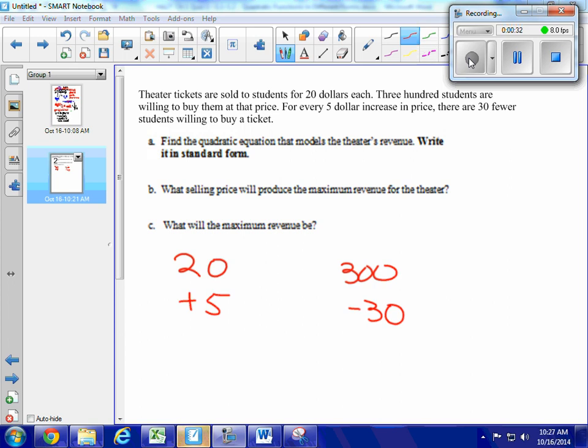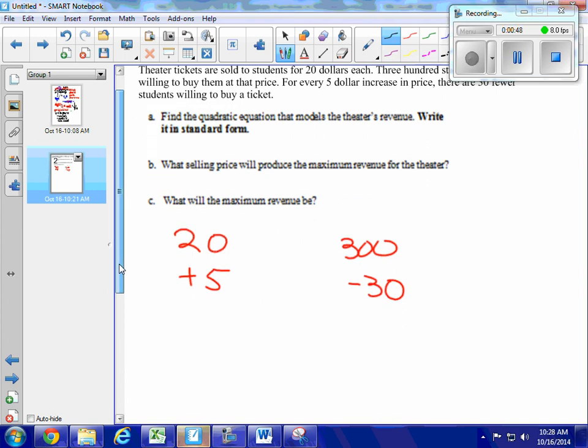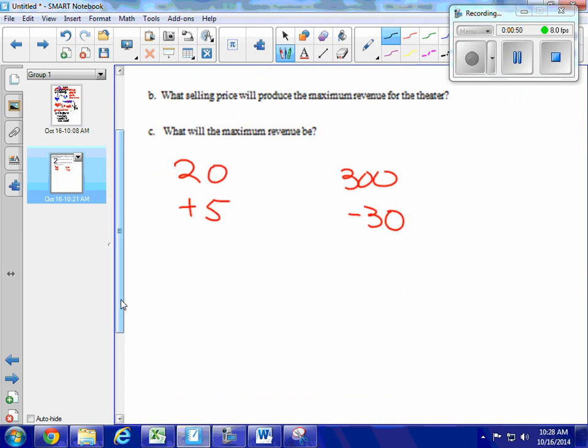So first I need a quadratic equation that models the revenue, because I'm looking to see how I'm going to maximize my revenue here. What price will get me the maximum revenue? Revenue is a concept you have to become familiar with because you'll see a lot of problems with it. Revenue is the price I charge times the number of tickets I sell. That equals revenue.